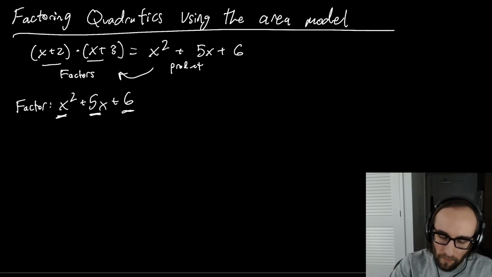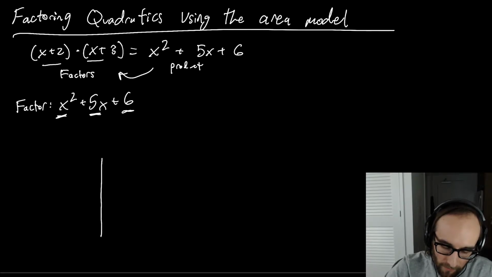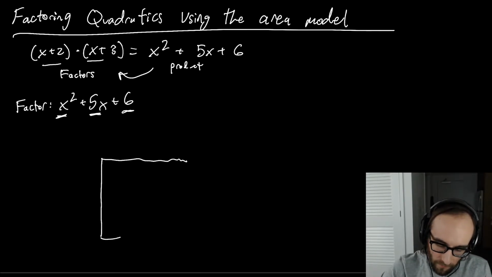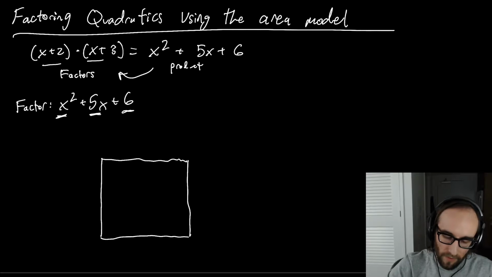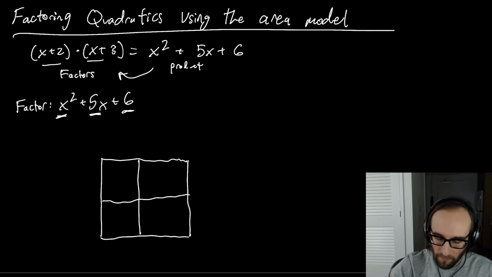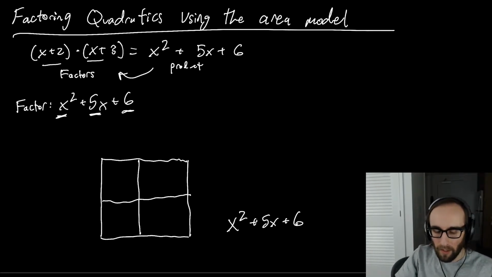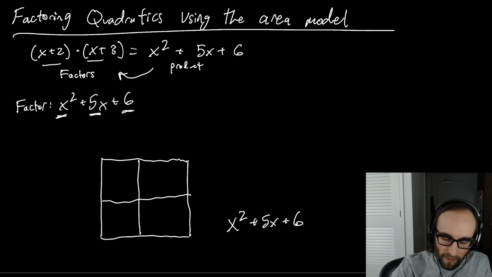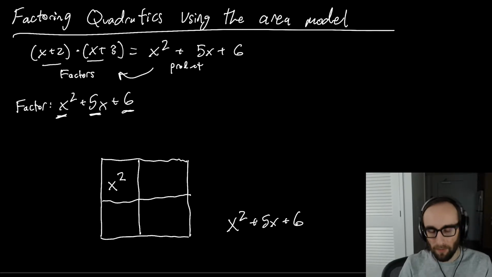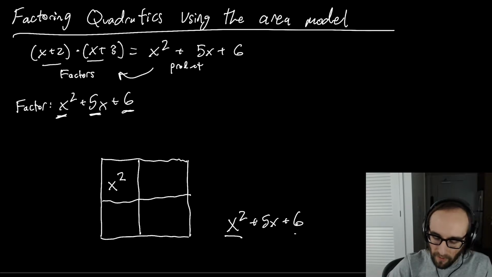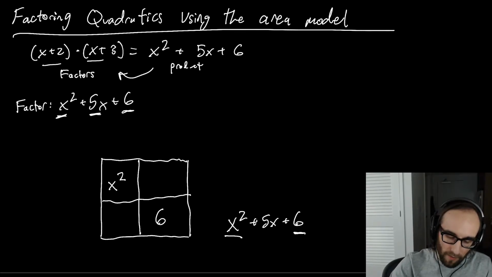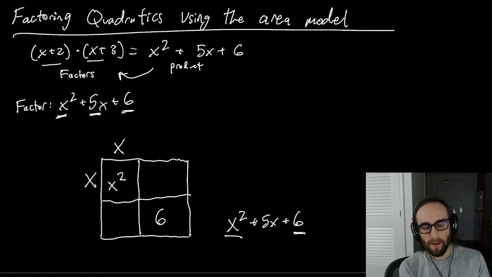Okay, let's write out our area model quick. So we have our 4 squares. We know that our final product is x squared plus 5x plus 6. And looking at our area model, we know that the x squared, the first term, goes in this top left box. We know that the last term, 6, is going to go in this box. A few other areas we could fill out. We know that x squared is just x times x. So we have x's there.